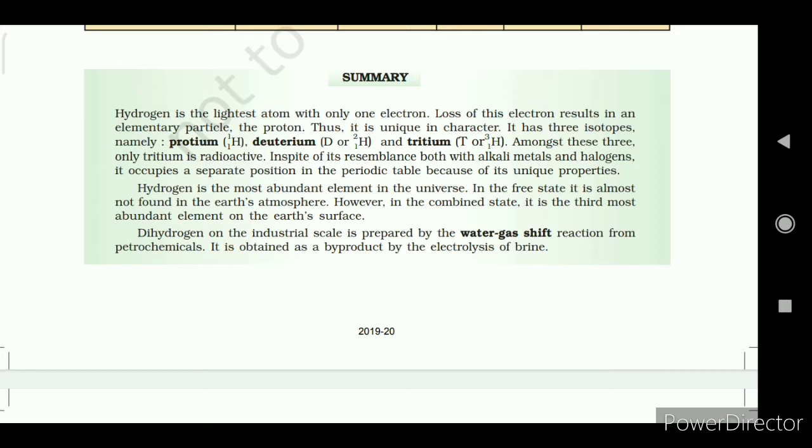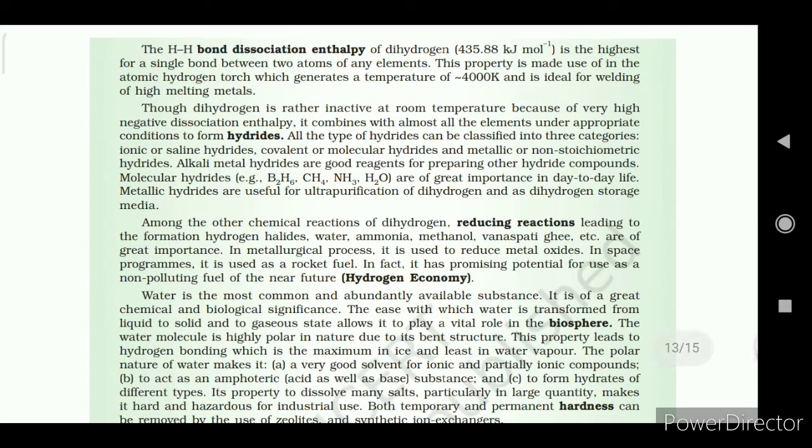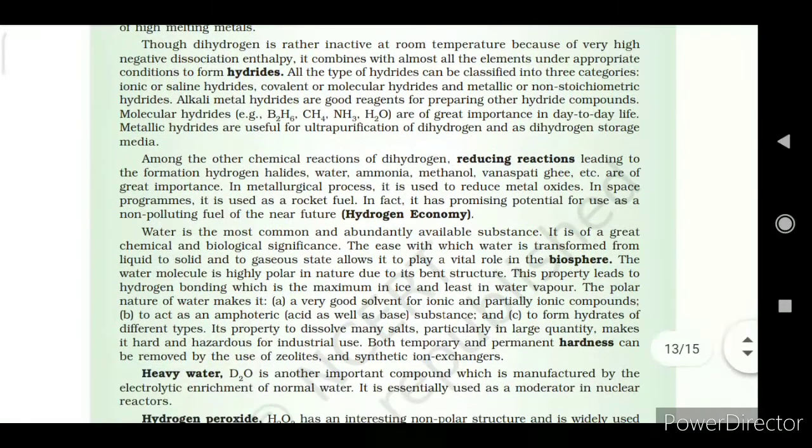metallic or non-stoichiometric hydrides. Alkali metal hydrides are good reagents for preparing other hydride compounds. Molecular hydrides are of great importance in day-to-day life. Metallic hydrides are useful in ultrapurification of dihydrogen and as dihydrogen storage media. Among the other chemical reactions of dihydrogen, reducing reactions leading to the formation of hydrogen halides, water, ammonia, methanol, vanaspati ghee, etc. are of great importance.